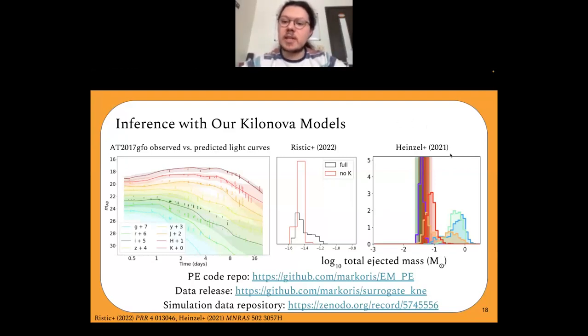And this study by Heinzel et al. 2021 compares the predicted total ejected mass for AT2017gfo from a variety of different models, and we find that we have pretty good agreement with other models in the literature as well. So we're quite happy. Other than this blue under luminosity, our fit is actually quite good, and we're predicting things that other groups are as well.